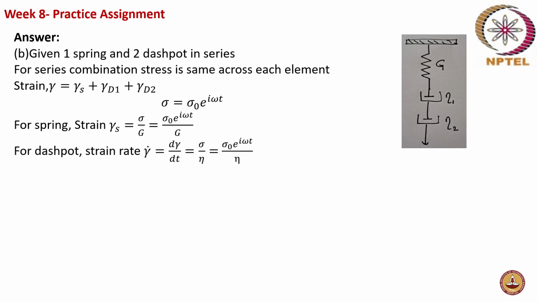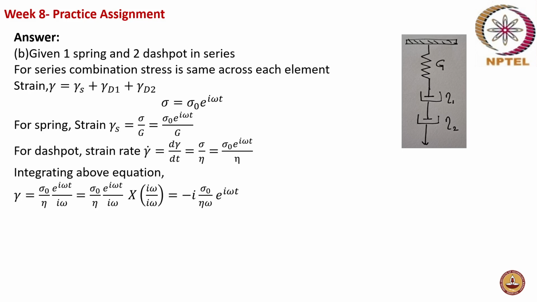It is nothing but you have to integrate, right? So integration of d gamma by dt will give you gamma, correct? Yes, ma'am. So you have to perform integration. So integrating the above equation, you will get gamma is equal to sigma naught by eta. Those two are constants, so you do not disturb that.